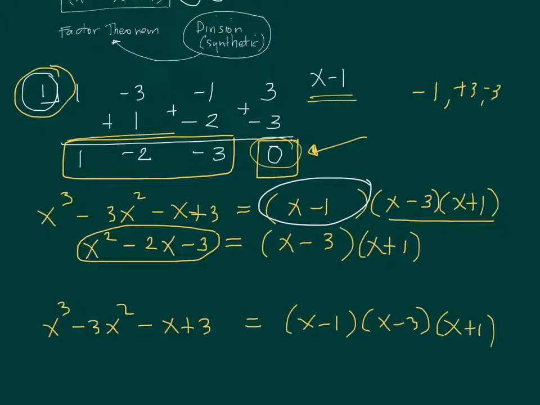And then you just have to do the same thing, get these numbers 1, negative 2, and negative 3, and form them as x squared minus 2x minus 3. And then just factor. Okay, so that's how you factor a cubic expression. We use the ideas of factor theorem and synthetic division. Okay, so that's it.